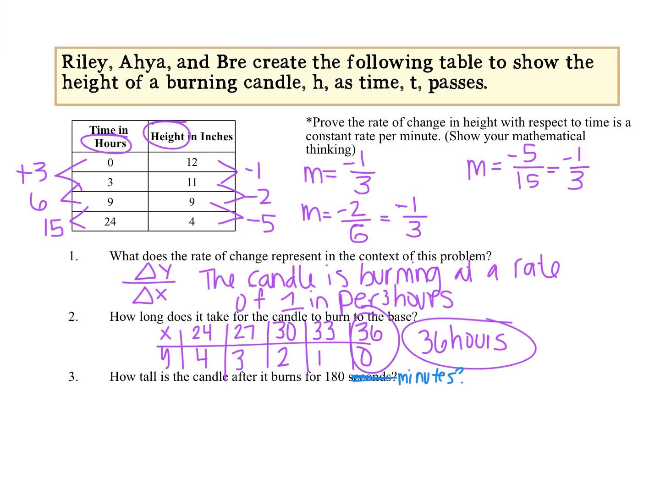All right, so for question 3, this was a typo. I need you to change seconds to minutes. All right, so how tall is the candle? So we're looking for y after it burns for 180 minutes. Well, I noticed that my time is in hours, so I need to think about how many hours 180 minutes is. Well, that's going to be 3 hours. So when 3 hours have passed, how tall is it? It's going to be 11 inches tall.